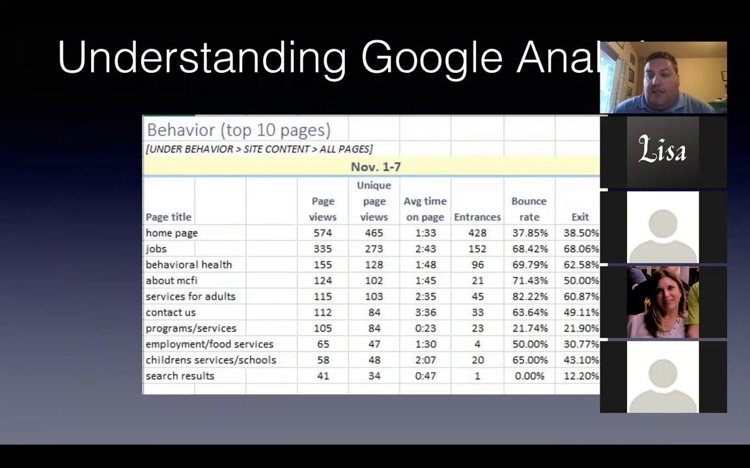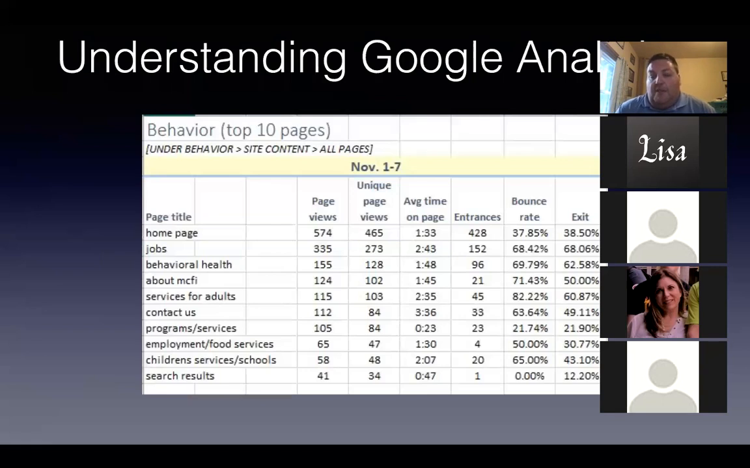So what this data shows me is, okay, how many people have come to the website, how many views it has had, how this particular page has performed. As you can imagine, with jobs and services for adults, those are just informational pages. We don't have any transactional things that you can do with the MCFI website. So services for adults just lists services.